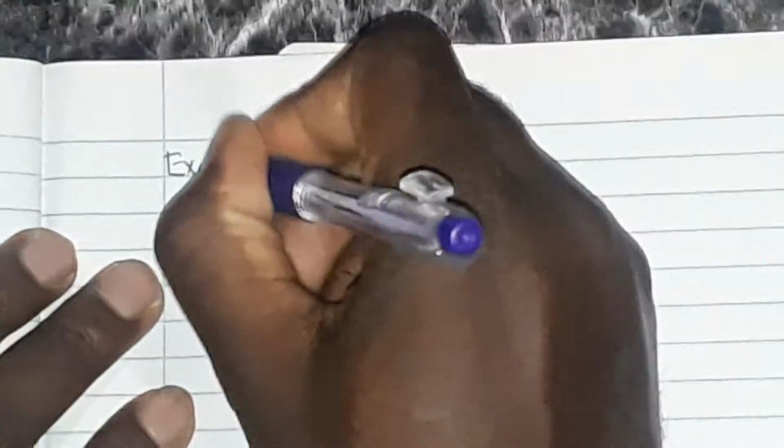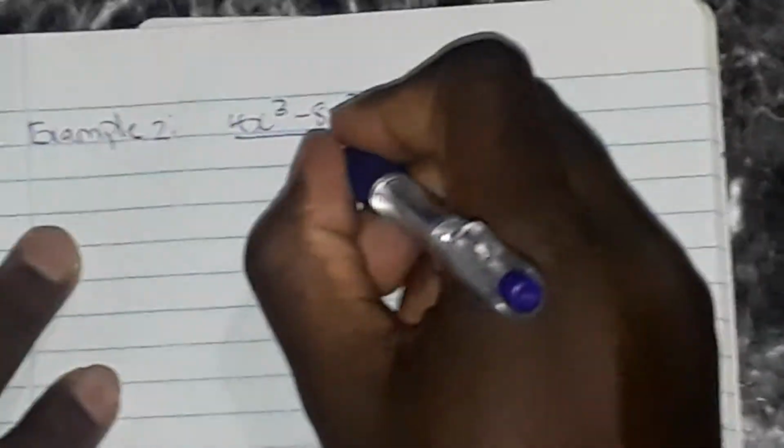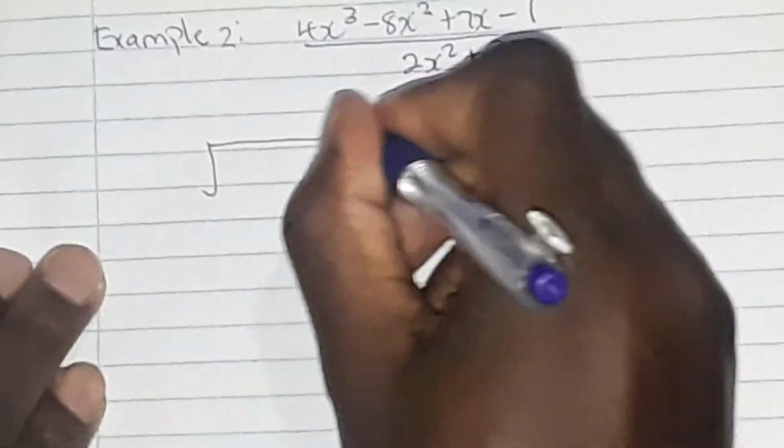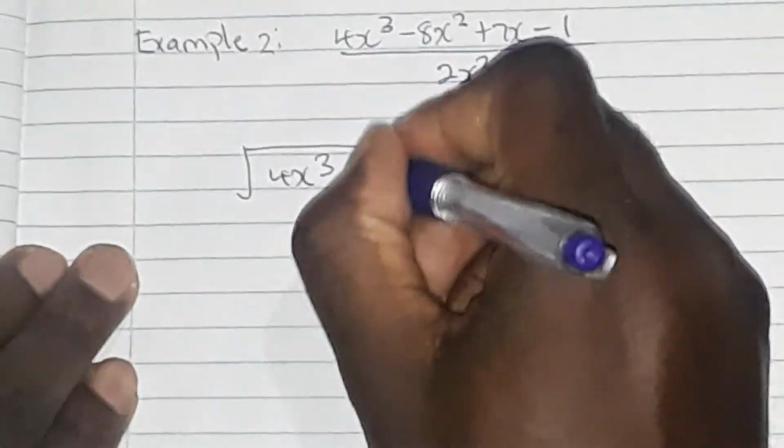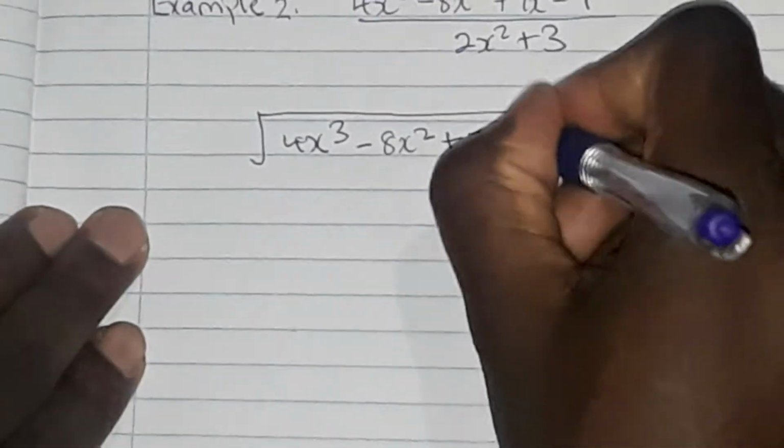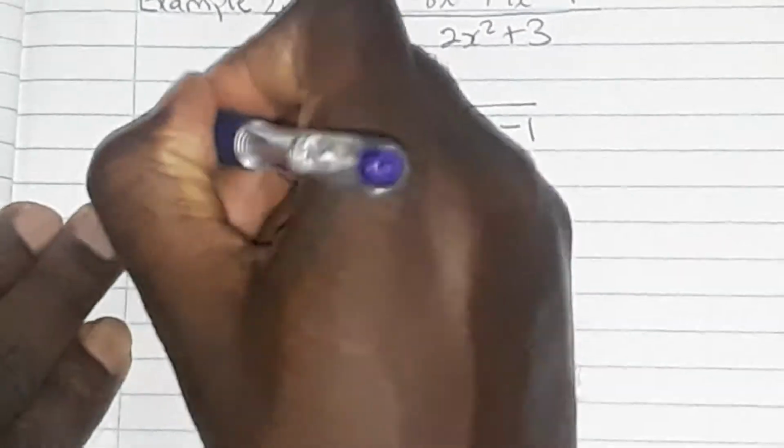Now we're going to work example 2. With example 2, it is a little bit different, but the same procedure. So they said divide 4x cubed minus 8x squared plus 7x minus 1 by 2x squared plus 3. So again, we're going to rewrite that. So it's 4x cubed minus 8x squared plus 7x minus 1 by 2x squared plus 3.